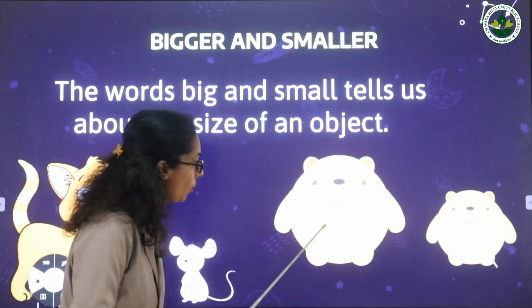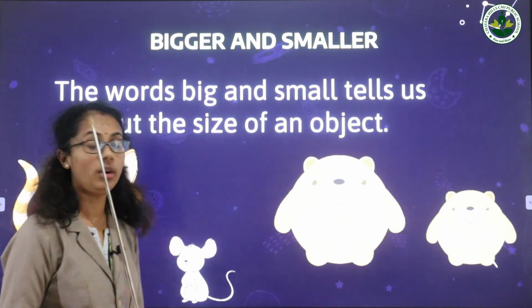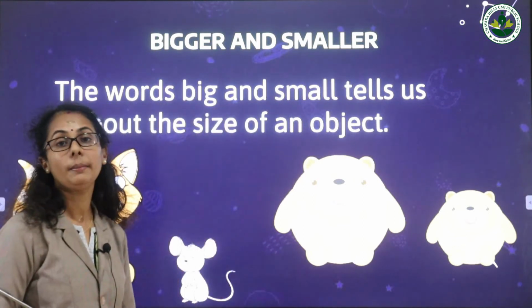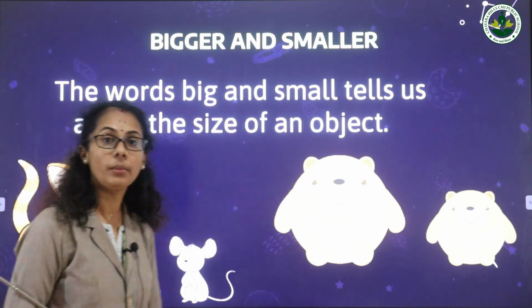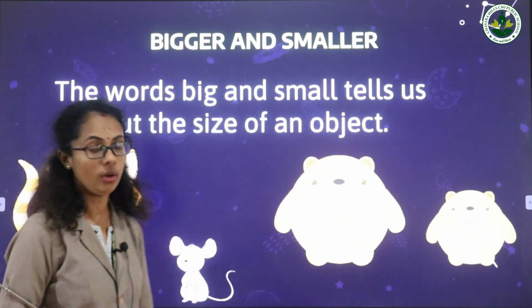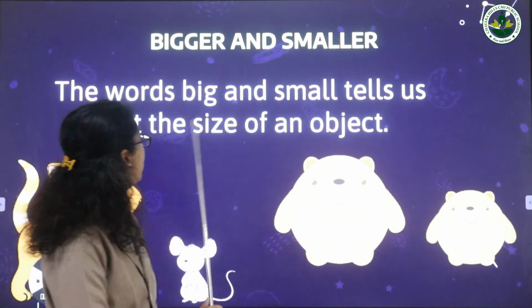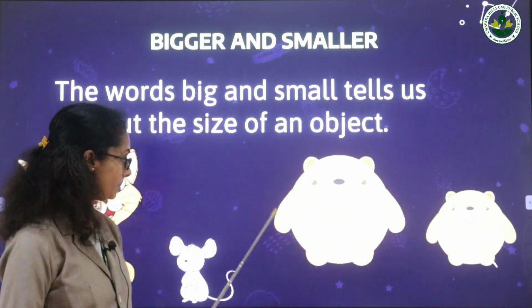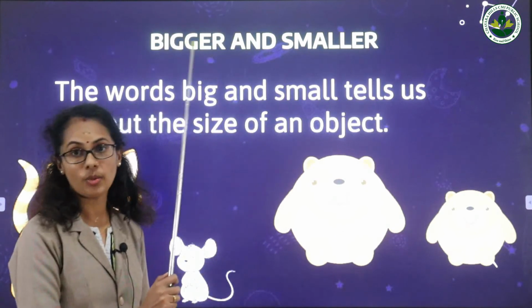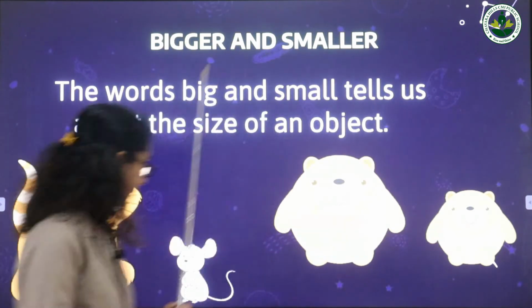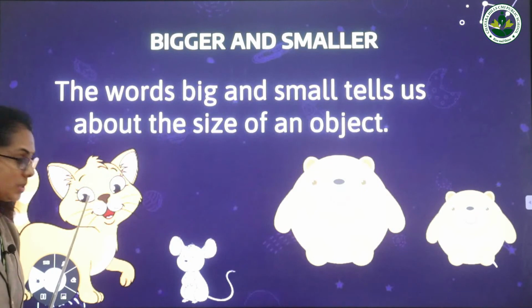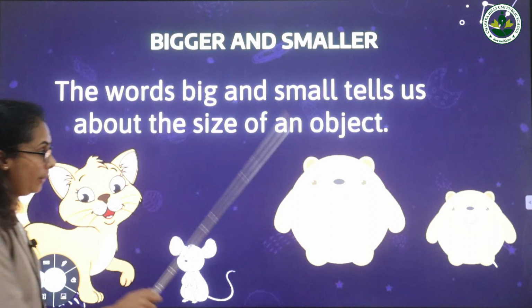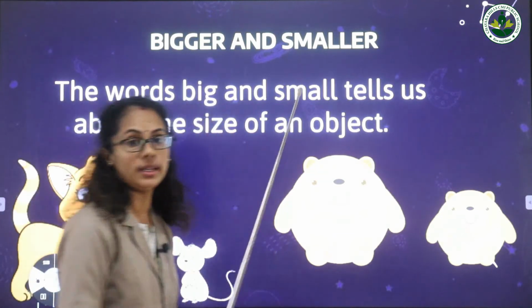Compare these two. Which one is bigger and which one is smaller? This is bigger and this is smaller. Big and small tell us about the size of an object. So this is the biggest one, this is the smallest one. Here this cat is the biggest one, this one is the smallest one.